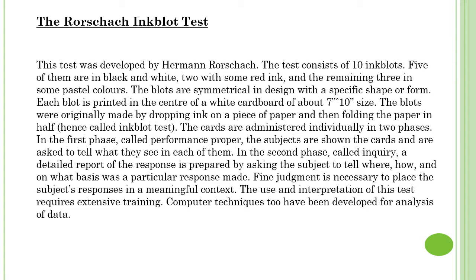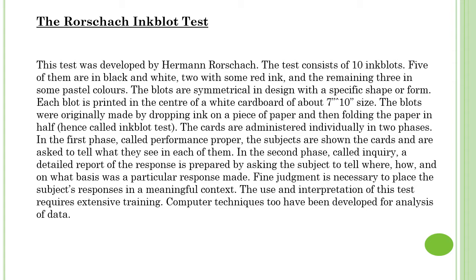Okay, now the cards, as we know that there are 10 inkblot cards, and the cards are administered individually in 2 phases. That means the 10 inkblot cards are shown twice. In the first phase, it is called performance proper, where the subjects are shown the cards one by one and are asked to tell what they see in each of them. Okay, that is the first phase.